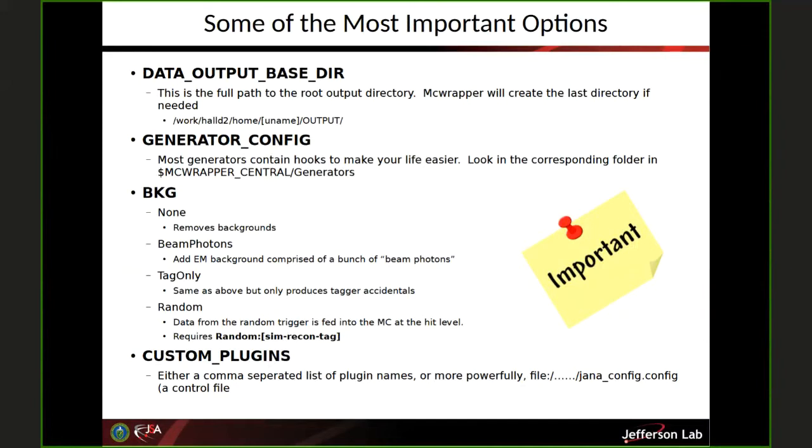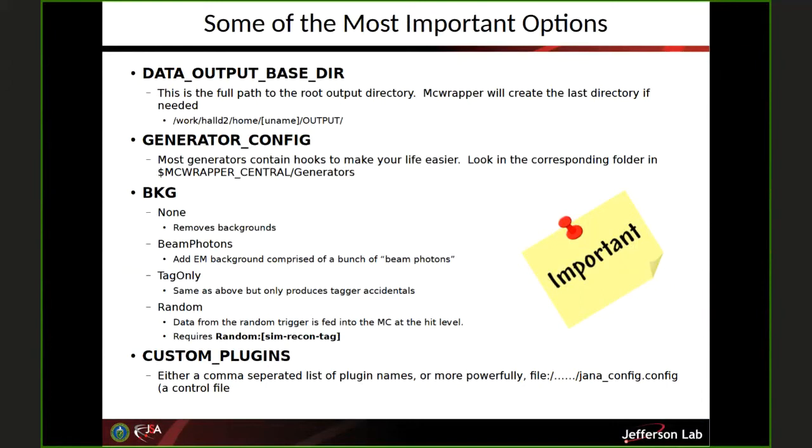You have to feed it in by saying I want randoms, and then you have to give a sim recon tag. This is old. It's really now a recon tag. I'm trying to keep it consistent. So this is the tag of the reconstruction which generated the random triggers, so that you get the same hits in both cases to keep things consistent.